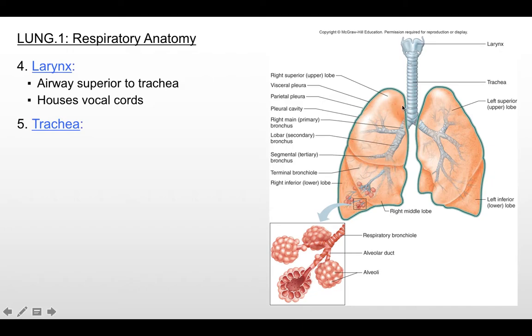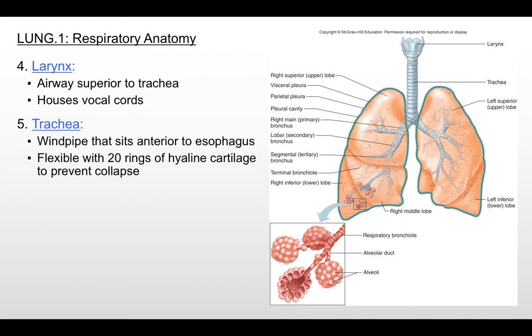From there, we go down into this ribbed structure called the trachea. It's, as I mentioned, anterior to the esophagus, and it's ribbed with all of these hyaline cartilage rings. That allows it to stay inflated in the event of any sort of trauma or pressure to your neck. It tries to keep your windpipe open.